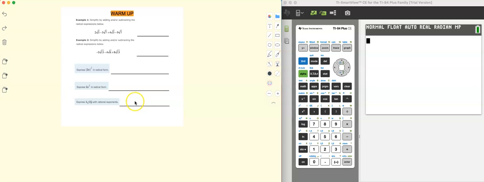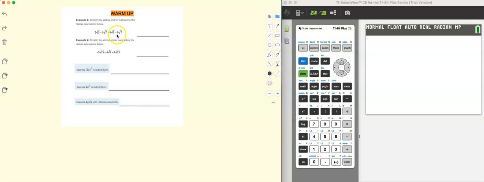Okay, so we're back and today we're going to start lesson 2.8, multiplying radicals. Yesterday we looked at how to add and subtract these radicals. So for the warm-up, it says to simplify by adding or subtracting a radical expression. Let's extend our understanding.